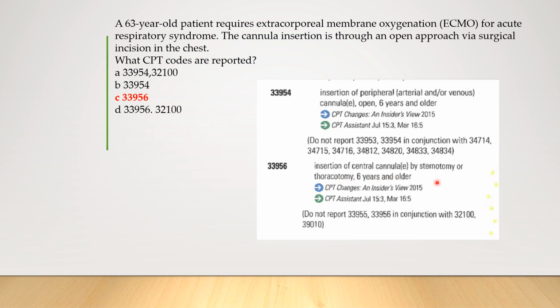Here we can see the cannula insertion is through an open approach and via surgical incision in the chest. So that takes care of the words sternotomy and thoracotomy. And if you see the parenthetical note, there is a mention: do not report 33955 and 33956 in conjunction with 32100. So I cannot choose option D. So the correct option is C.